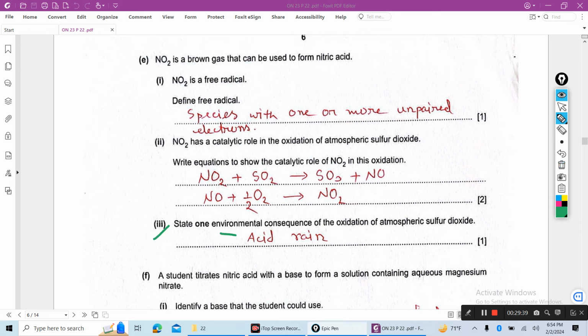State one environmental consequence of oxidation of atmospheric sulfur dioxide. You know, sulfur dioxide gas creates acid rain. Sulfur dioxide gas is responsible for acid rain. Sulfur dioxide is converted to sulfur trioxide. Then sulfur trioxide reacts with water to form sulfurous acid. Sulfurous acid is oxidized by air to form sulfuric acid. Sulfuric acid mixes with rainwater to form acid rain.